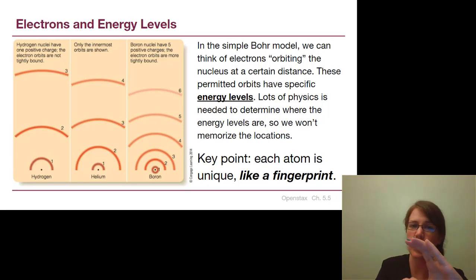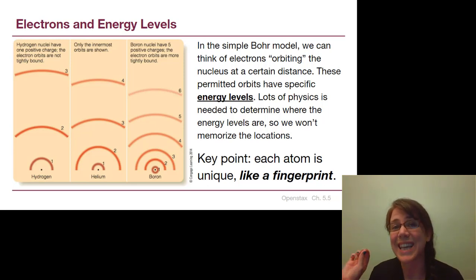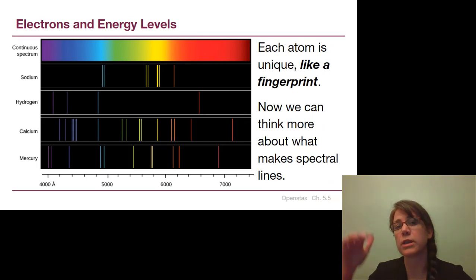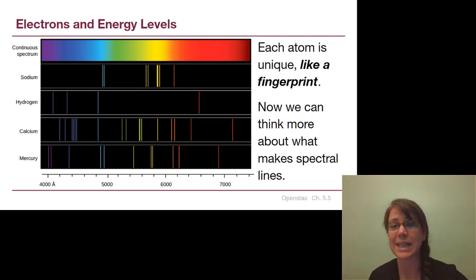It'll just drop down to the lower one. Electrons cannot exist at distances separate from these energy levels. Those are the only places that they can be. So each atom has a unique set of energy levels, like fingerprints, and what that means is that each element has a different set of spectral lines. So when we say each atom is unique, I mean each element is unique, like a fingerprint.